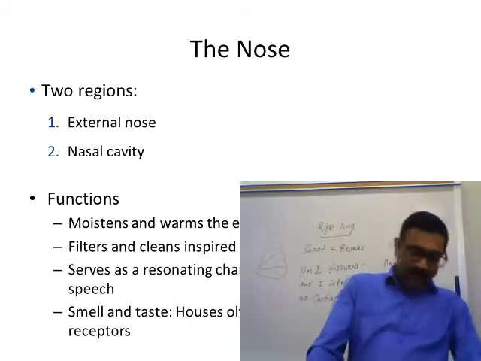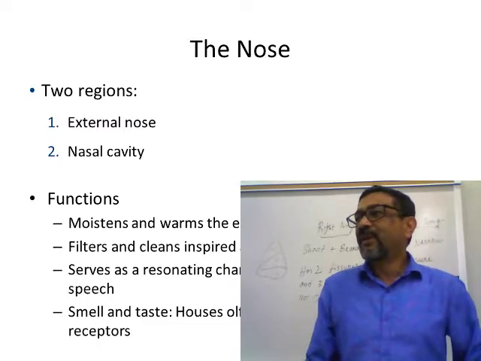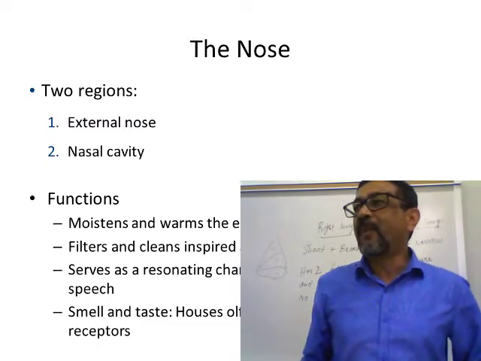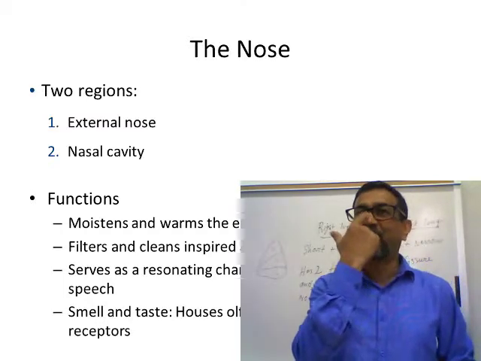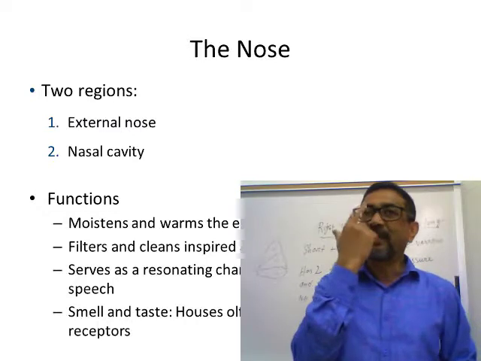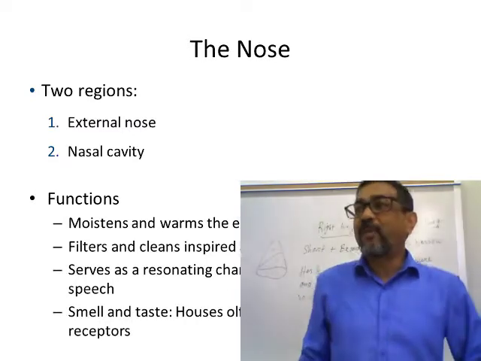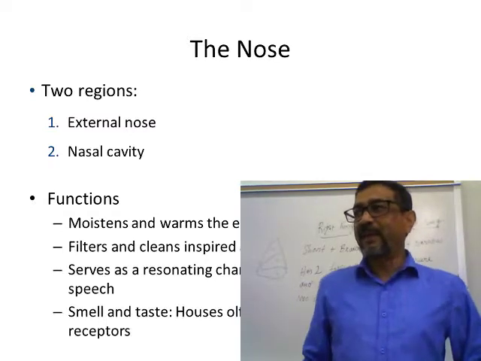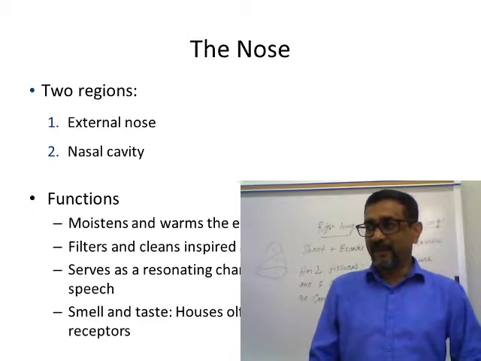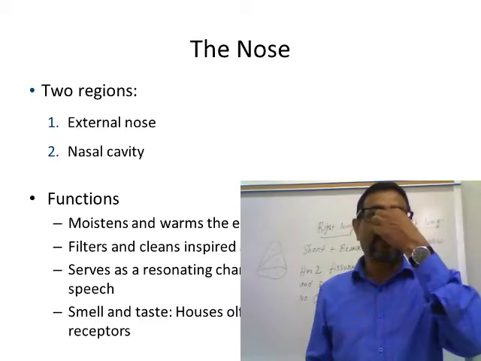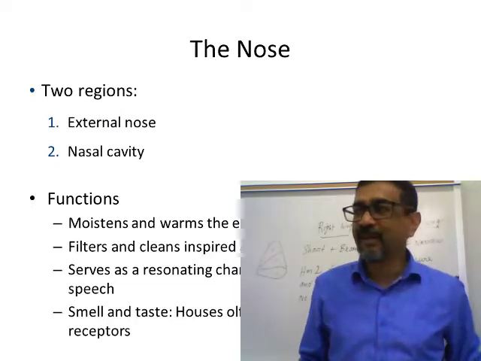The nose is divided into two parts. The external nose is what we can see from outside. What do you see from outside? Only this part, and that is the external nose. The inside part has a cavity that we don't see from outside. That is the nasal cavity. You only see the external nose, but you have the nasal cavity inside.